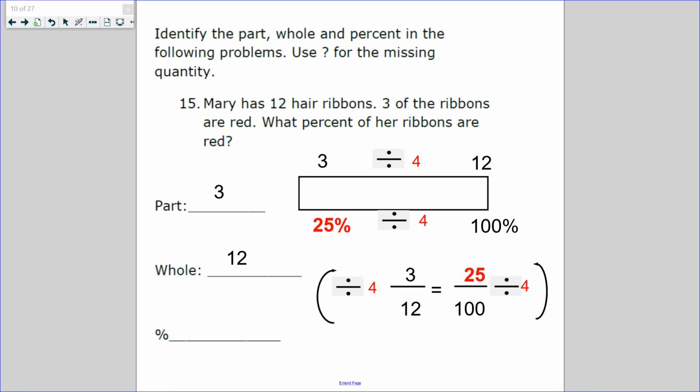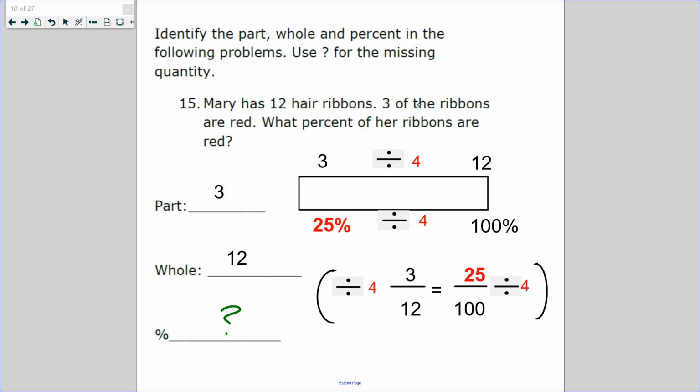15. Identify the part, whole, and percent in the following problem. Use question mark for the missing quantity. So Mary, I should put a question mark here. Mary has 12 hair ribbons. 3 of the ribbons are red. What percent of her ribbons are red?